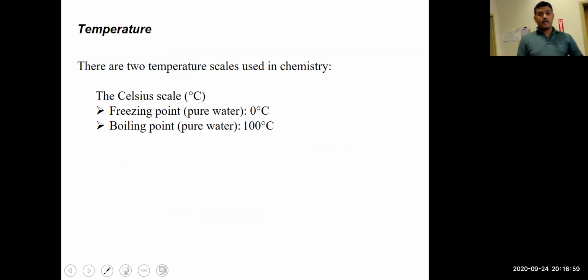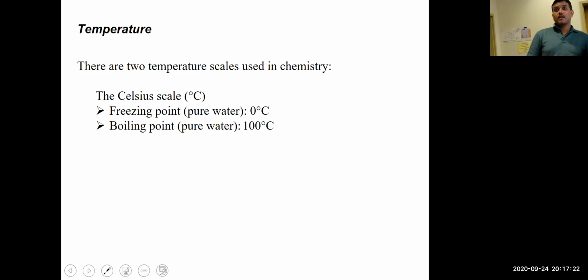Let's see what else we have. So far we have been discussing scientific measurement, and we discussed why there is a need for a measurement number as well as a unit to follow it up, so that those numbers are considered scientific numbers. Now we are going to discuss temperature.